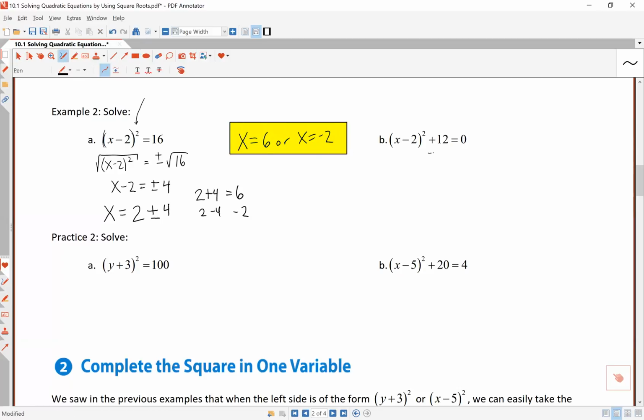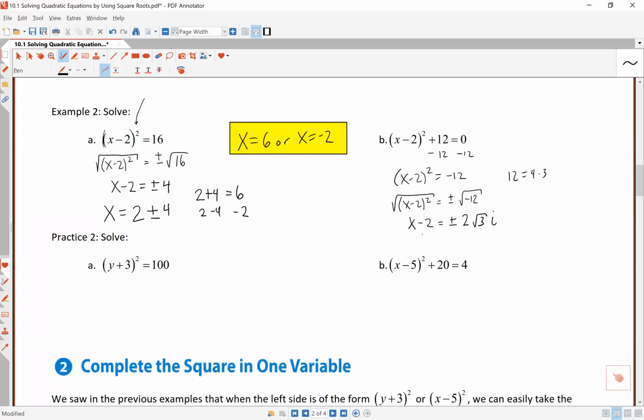Letter B, we isolate the x minus 2 squared by subtracting 12 from both sides. And now we take the square root. The square root of a square undoes it and gives us x minus 2. And we have plus or minus root negative 12. The negative comes out as an i. The 4 underneath comes out as a 2. And the root 3. 12 is 4 times 3. So we take a 2 out and leave the 3 under.